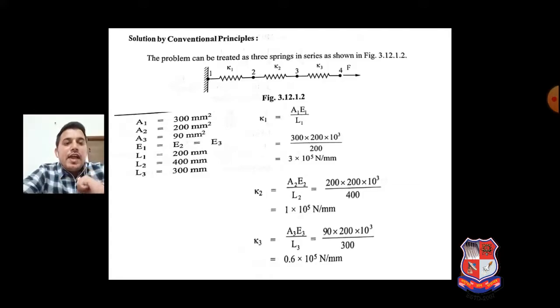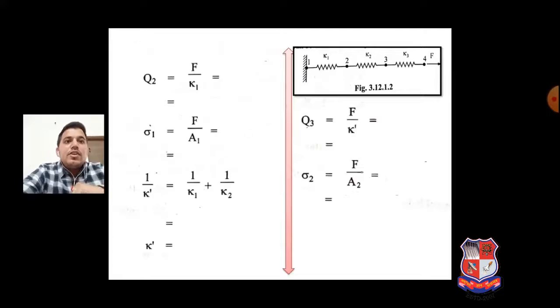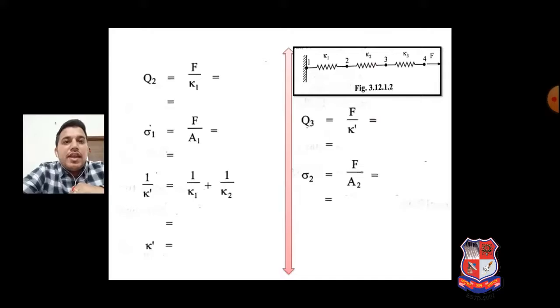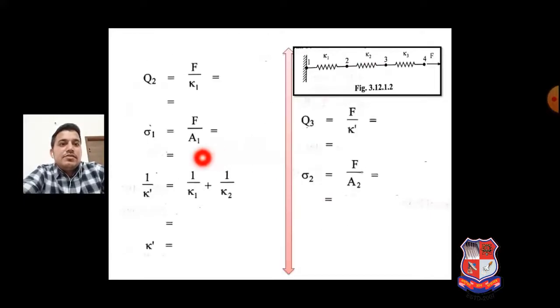Now we have to find out the next step. It is the global stiffness matrix. Let's start with the global stiffness matrix. So we have to find out the displacement at each and every place. As we learned, as per Kirchhoff's law, we have to do such kinds of formulations. So this is the formulation for the series and parallel kinds of springs in the conventional principle.